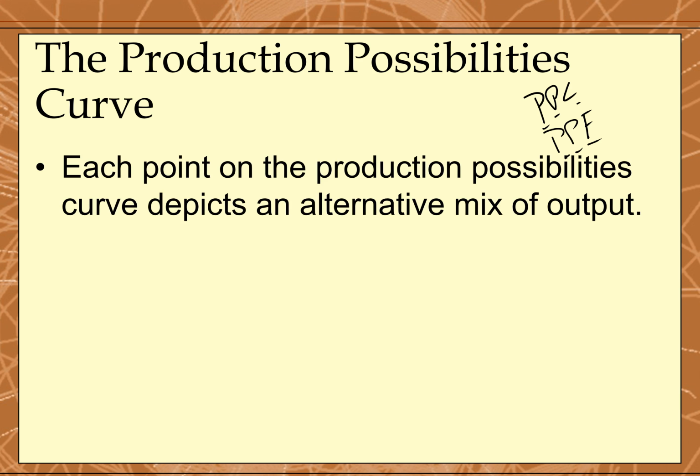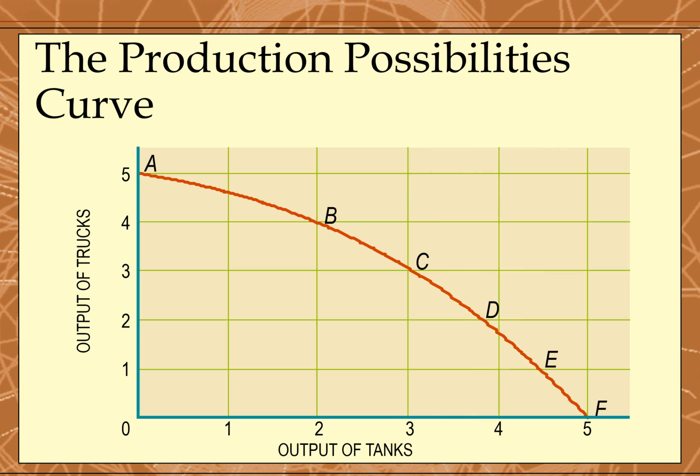Basically, this shows a graph that depicts all of the different mixes of output you can produce given limited resources. For example, here we've got a choice to produce two different things, trucks or tanks, and we have limited resources to produce this. Let's say we have a fixed amount of land, labor, and capital. Let's just make things simple. Let's say we have only labor involved here. So let's say we have, well, 5 workers.